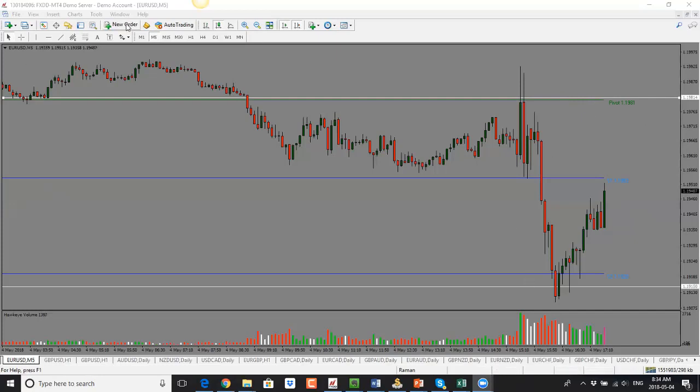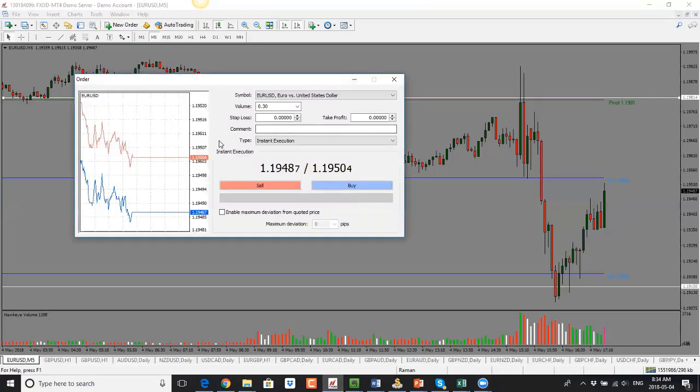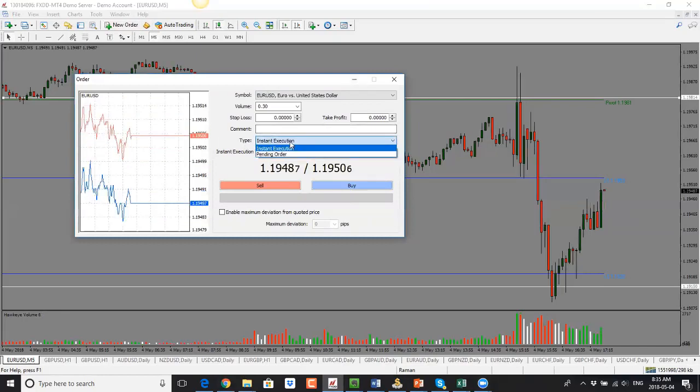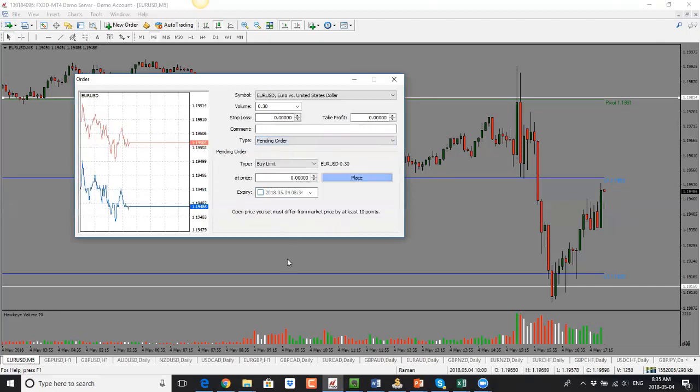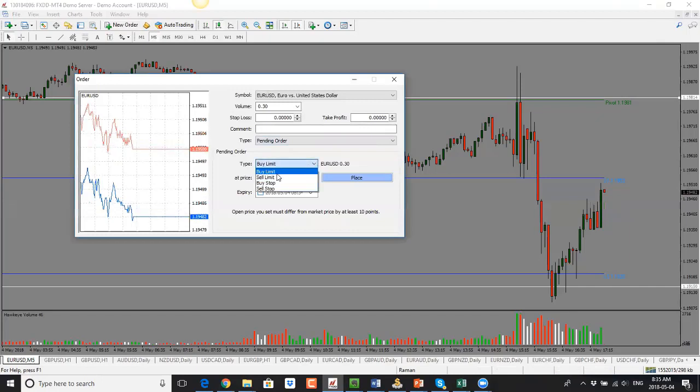So you would go to the same thing. You would do new order. So instead of type instant execution here, you will click on it and you will go to pending order. So this is our pending order. In the pending order, there are multiple different types. You will see buy limit, sell limit, buy stop, and sell stop. So first, we're going to look at our buy limit and sell limit.